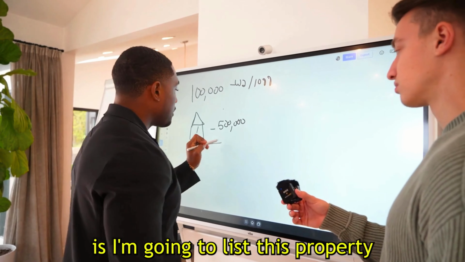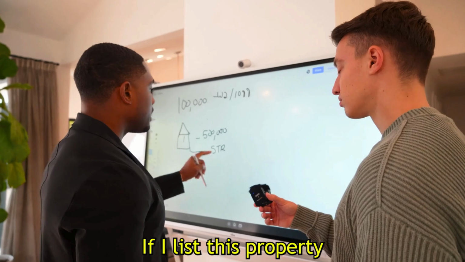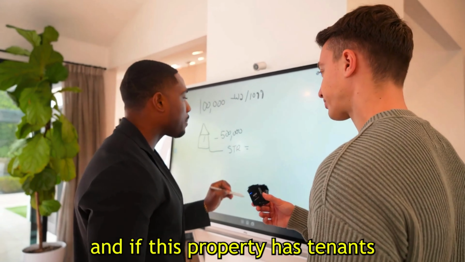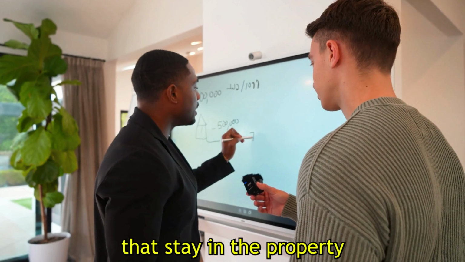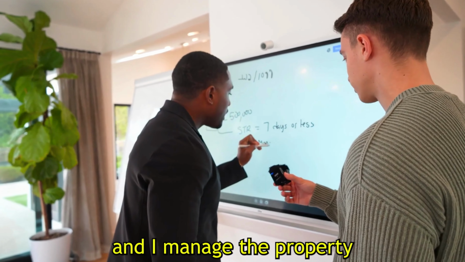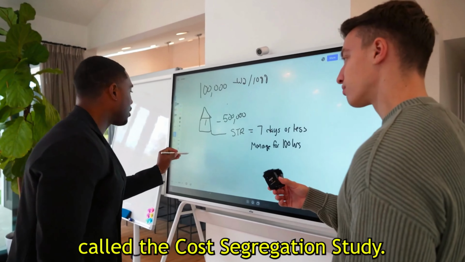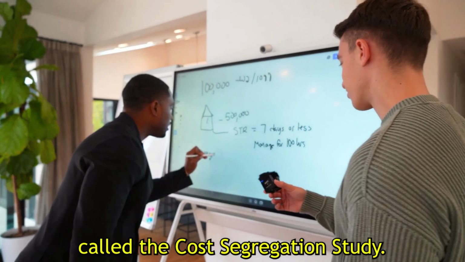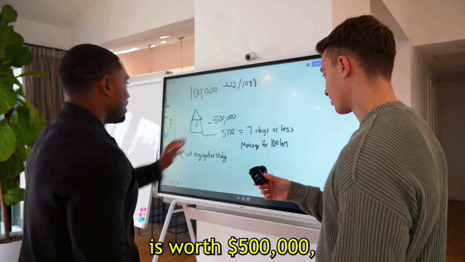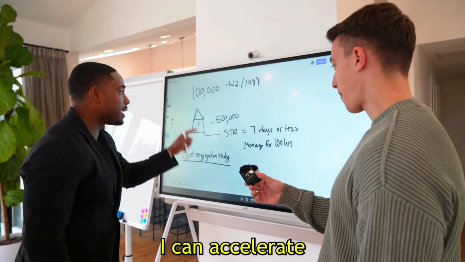And what I'm going to do is list this property as a short-term rental. Here's the reason why. If this property has tenants that stay 7 days or less, and I manage the property for 100 hours, I can perform a strategy on this property called the cost segregation study. This property is worth 500K, but with a cost segregation study, I can accelerate depreciation.